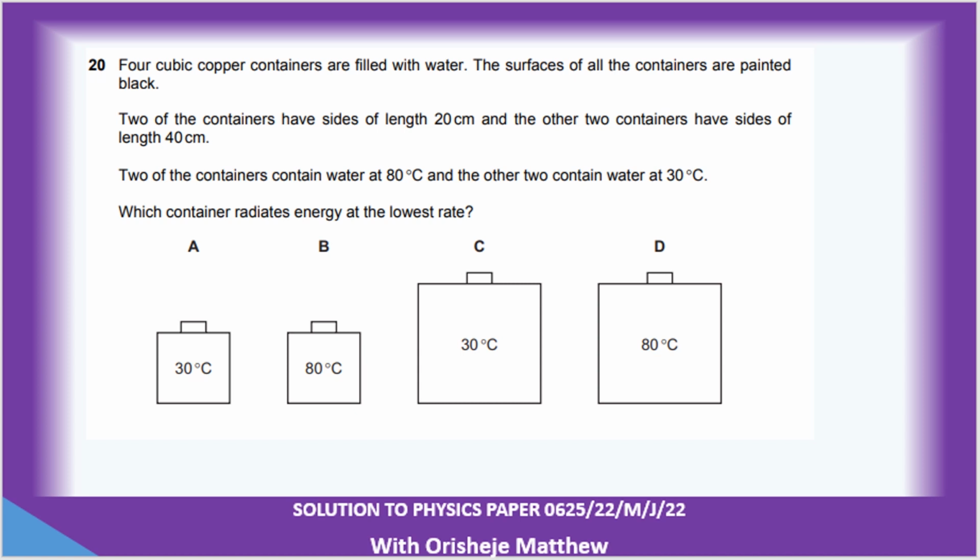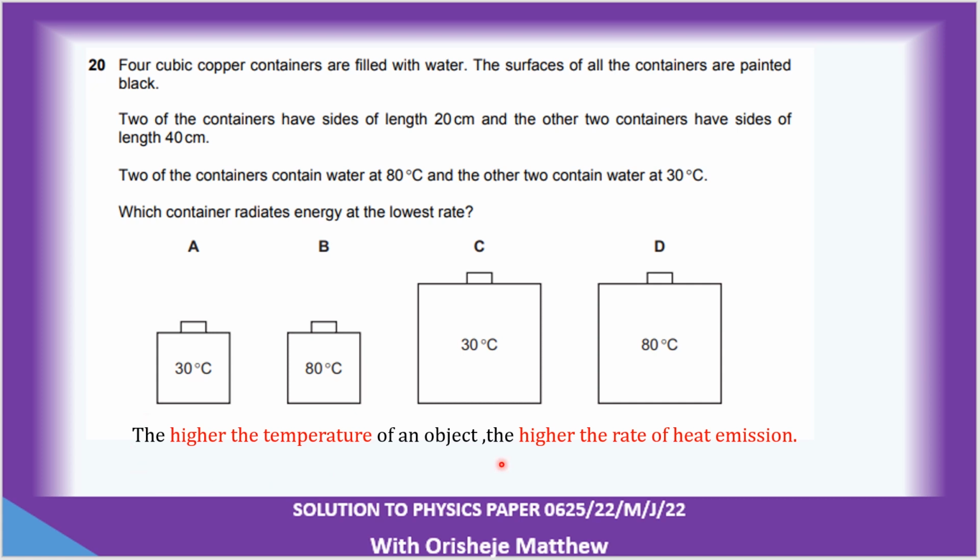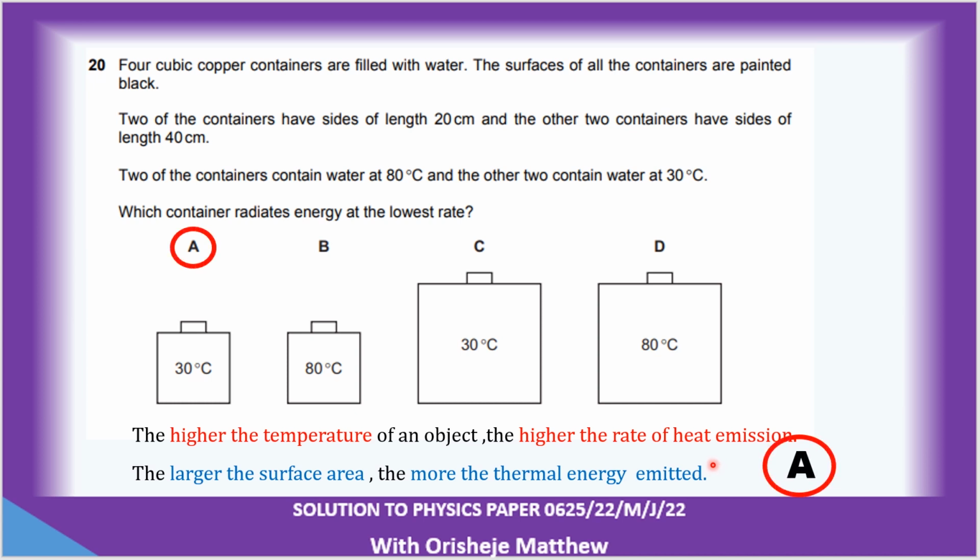If you look at it, which one radiates energy at the lowest rate? You have the surface area and then you have the temperature. The smaller area and the lower temperature. The higher the temperature of an object, the higher the rate of heat emission. The larger the surface area, the more the thermal energy. So the answer is A, which has the smallest area and the lowest temperature.